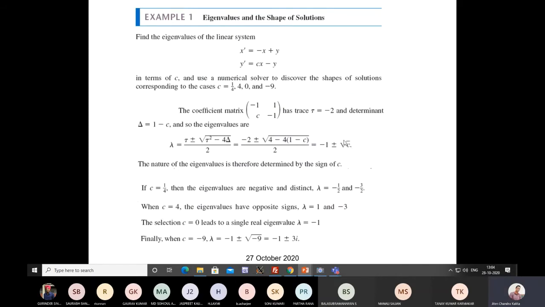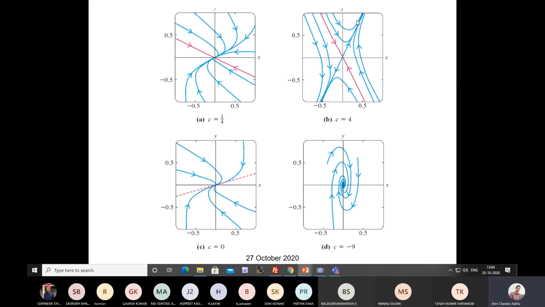Now if c equal to 4, so that means this is -1 plus or minus 2, right? So you are going to get lambda equal to 1 and lambda equal to -3. You can see that they are real and distinct, but they are of opposite sign. That is the main thing here. Then what is going to happen? You are going to get the trajectories to be something like this.